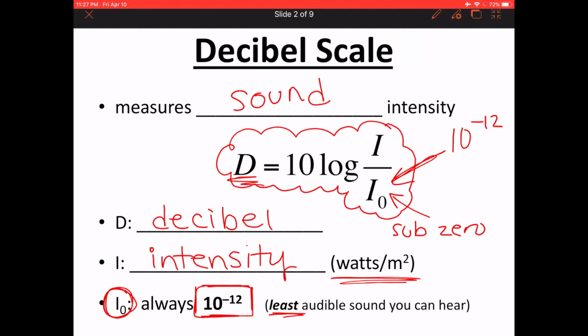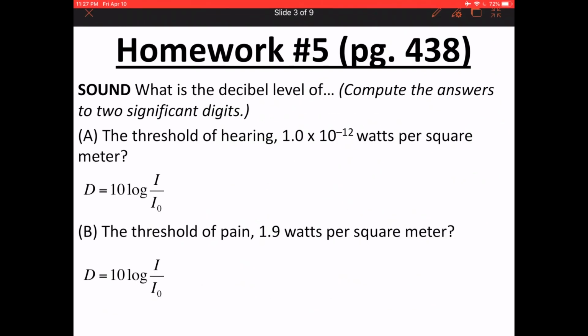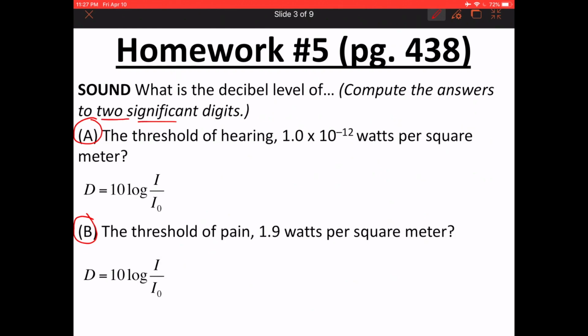So let's go ahead and use this now in an equation. Here's our first example. We're going to take the decibel level of two different things and compute answers to two significant digits. In example A, we are told that the threshold of hearing is 1.0 times 10 to the negative 12 watts per square meter. That means this is the intensity, because remember, intensity is measured in watts per square meter.